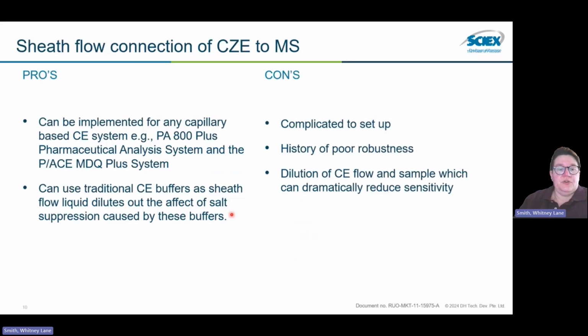So you can use it for any CE system. For example, our P800 Plus or the PACE MDQ Plus system can be connected through this tri-sprayer to any MS system. You can use traditional CE buffers, such as phosphate buffer or citrate buffer, because that sheath liquid is going to dilute the buffer coming into the mass spec. So you reduce the amount of contamination into your mass spec.